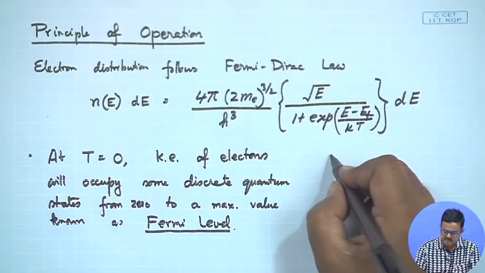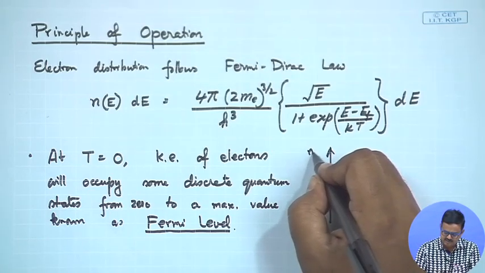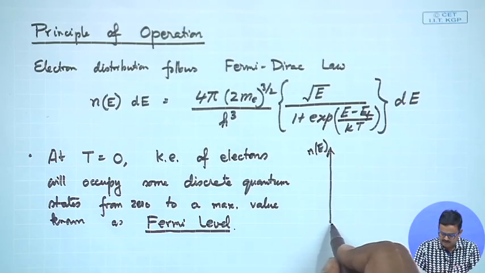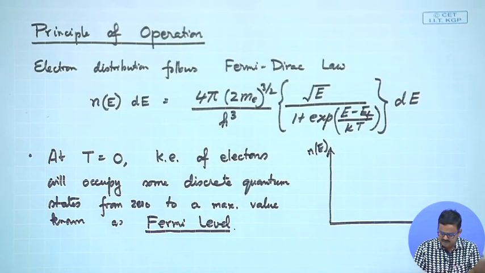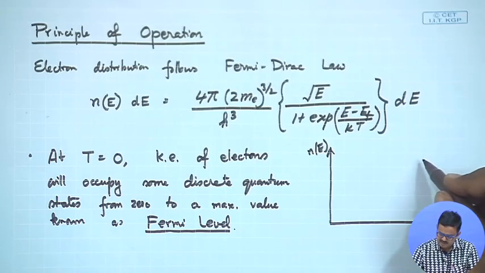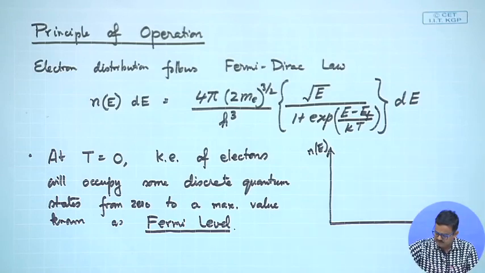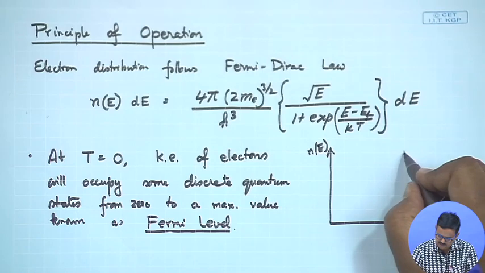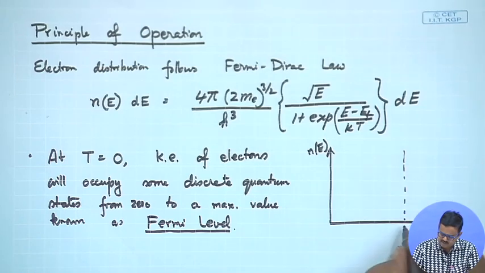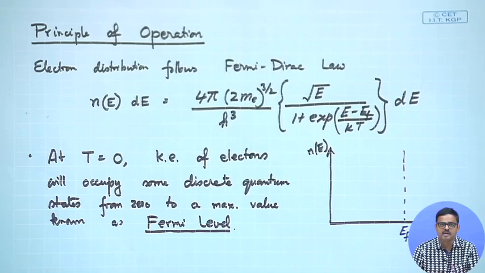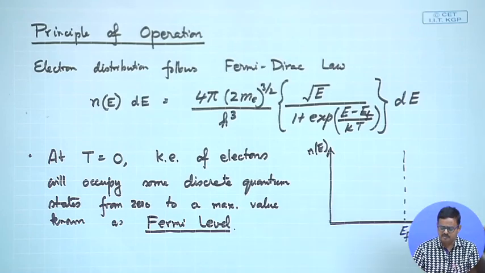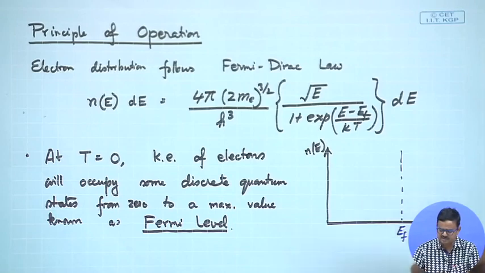So, if I have to draw it in this manner, let us say this is n of E and this is E, the energy axis. Then there is a maximum limit, and let me call it E f. That represents the Fermi level. I will not say that is exactly equal to the Fermi level, and I will talk about why.